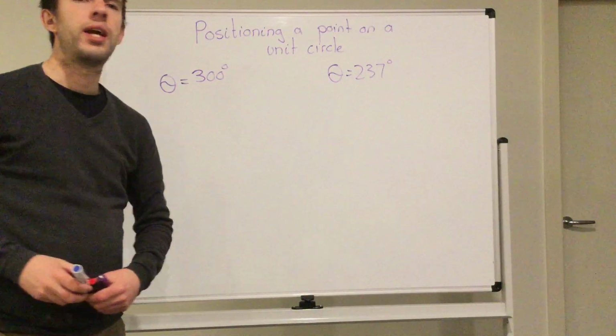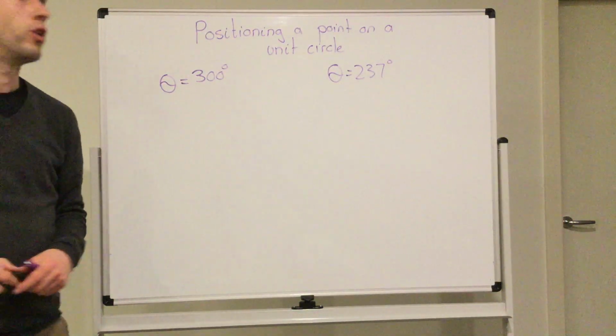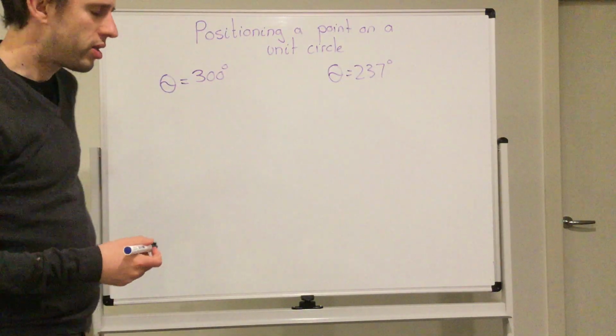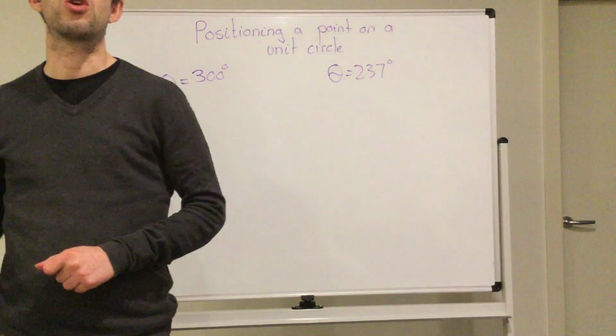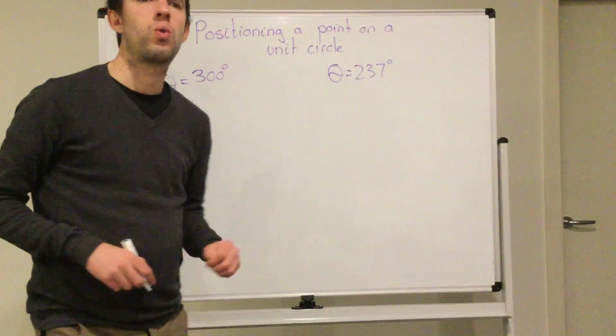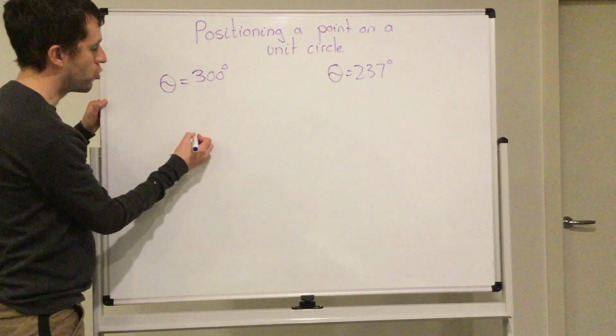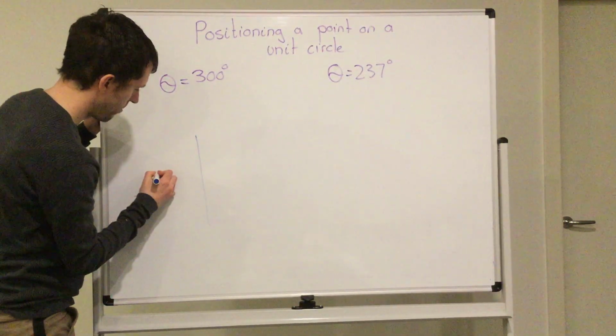So we are going to be looking at the positioning of a point on a circle. To start off, when we're talking about a unit circle, we need to be thinking about the quadrants, and we have 4 quadrants. So I'm going to draw my quadrants.